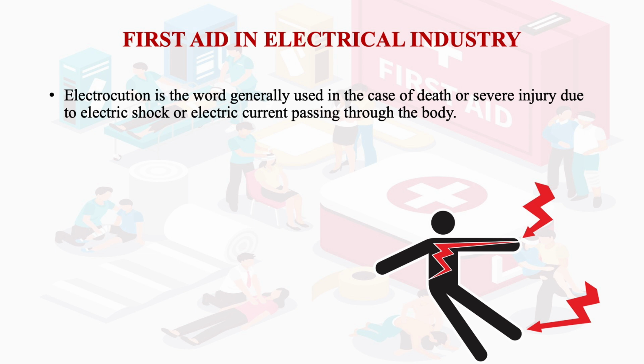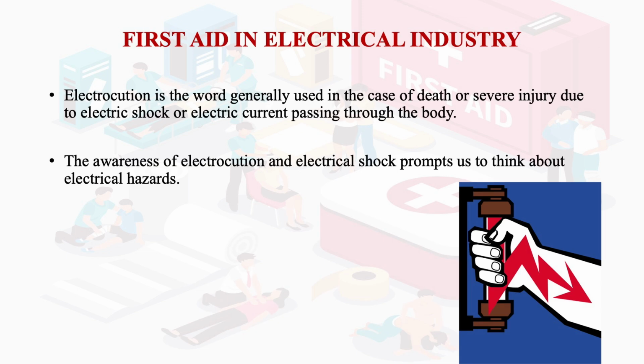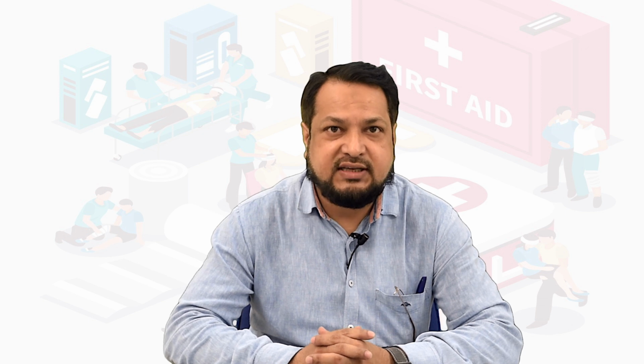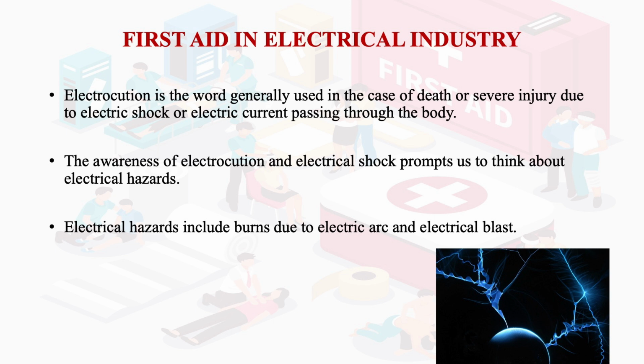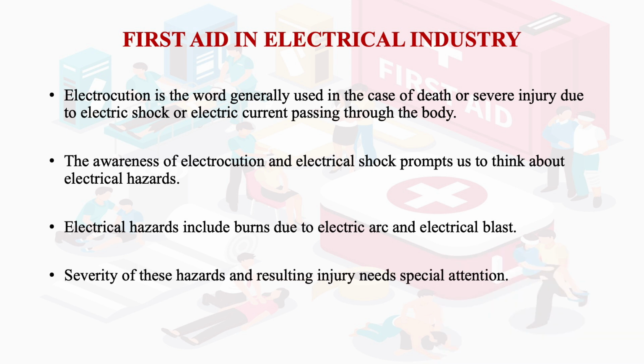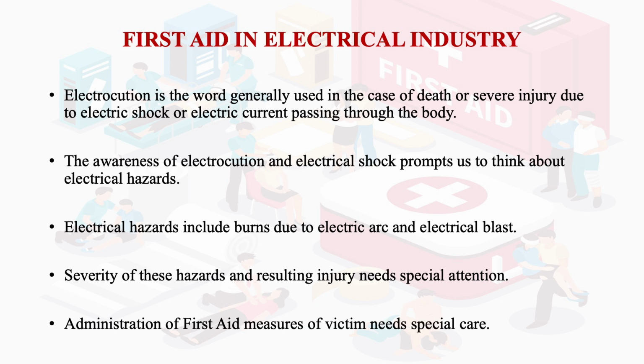We come across the news of electrocution often. Electrocution is the word generally used in the case of death or severe injury due to electric shock or electric current passing through the body. Likewise, we are also aware of the cases of electric shock. The awareness of electrocution and electric shock prompt us to think about electric hazards. On further exploration, we came across other electrical hazards. These hazards include burns due to electric arc and electric blast. Severity of these hazards and resulting injury needs special attention. Administration of first aid measures of victim needs special care.